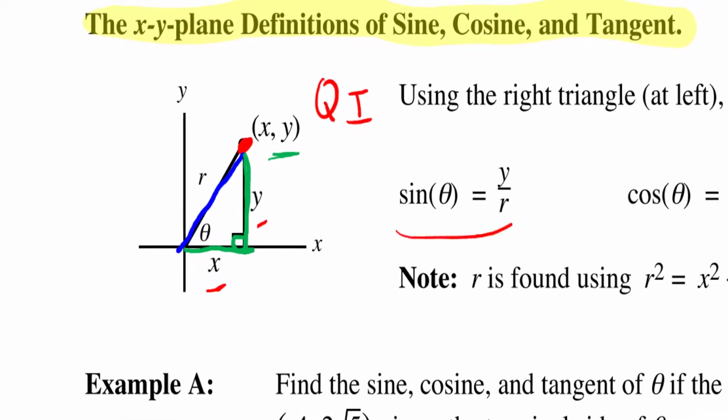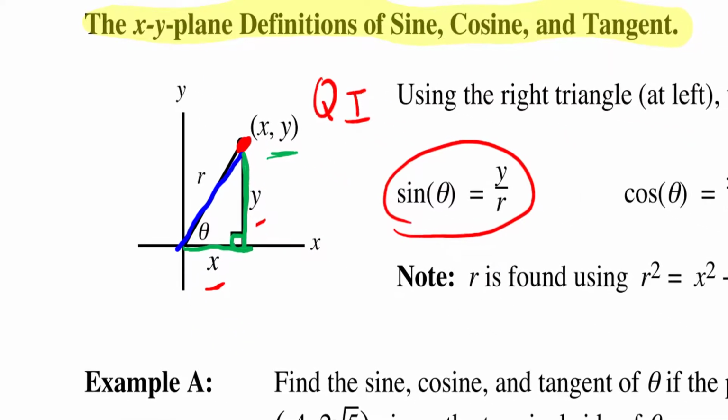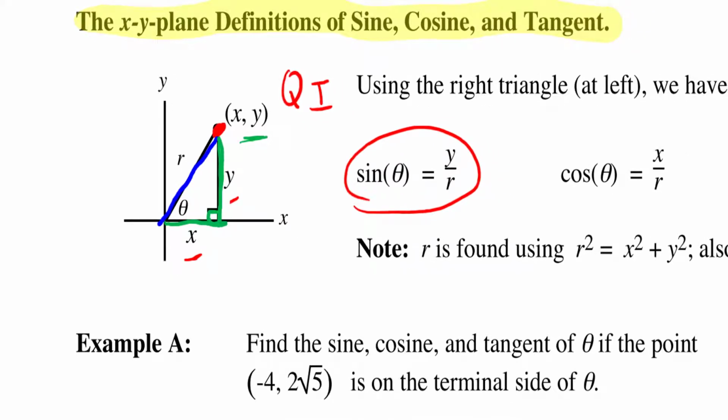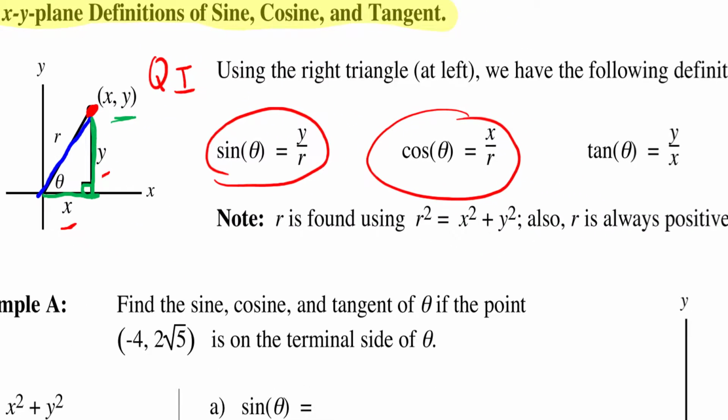And we see right there the sine of theta is opposite over hypotenuse, y over r. Cosine of theta is adjacent over hypotenuse, x over r. And the tangent of theta is the opposite over the adjacent, y over x.